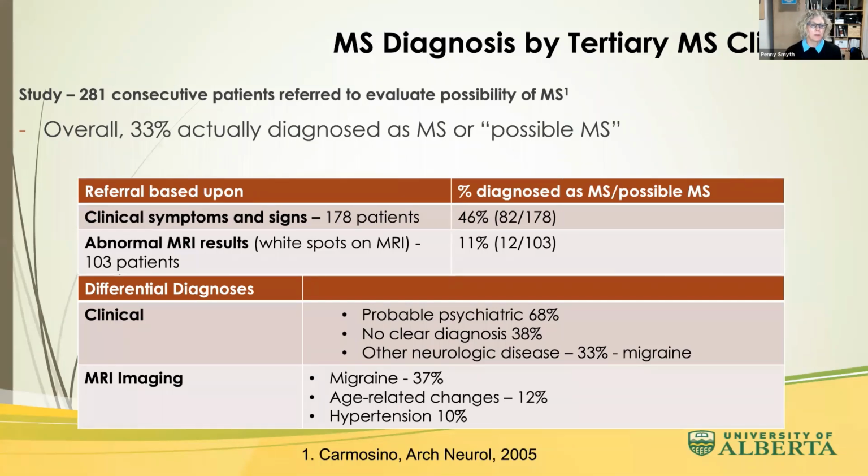Now, if the people were referred because of clinical symptoms that they were having, then it was about half. But we have a lot of people that are referred to the clinic because they have white spots on their MRI and someone calls that MS. And in the end, only 11% of those patients end up having MS in that case series. So why are there white spots on the MRI? Well, as you know, you can get white spots just with normal aging, with hypertension, smoking, migraine. And so we spend a lot of our time actually ruling out MS for people.